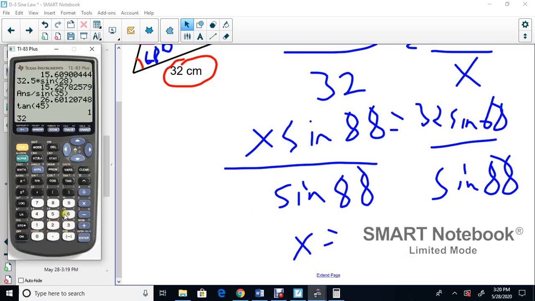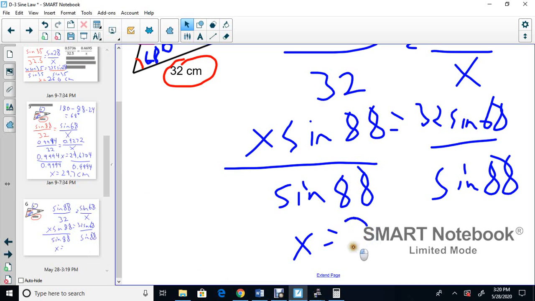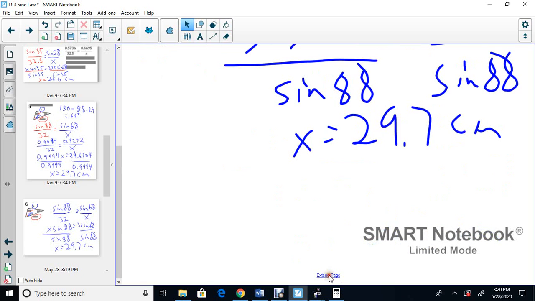So 32 times sine of 68 divided by sine of 88. Now you have to find the way you prefer the best and just go with it. There's 29.7 right away. I like it because I only have to go to the calculator once. 29.7 as well. And don't forget the unit cm. So that's why I prefer it, because I go to the calculator only once to do it.